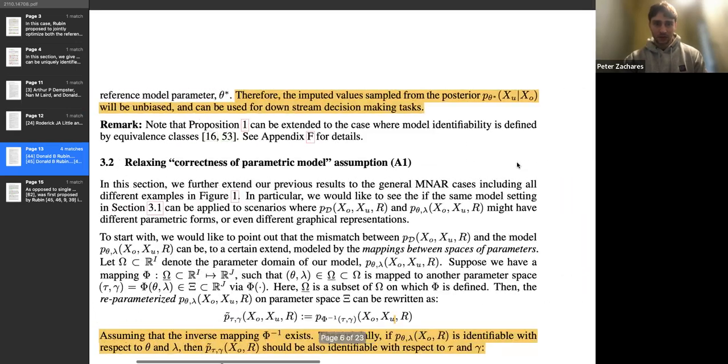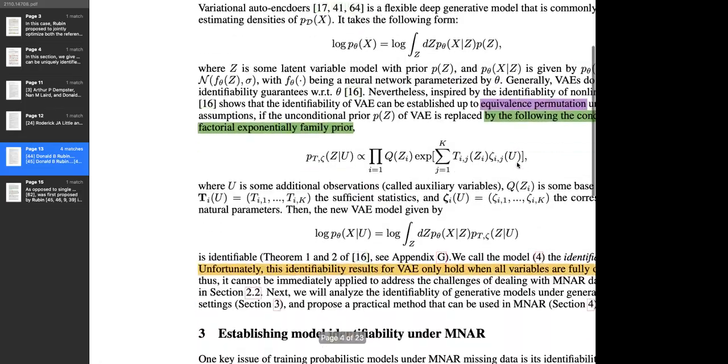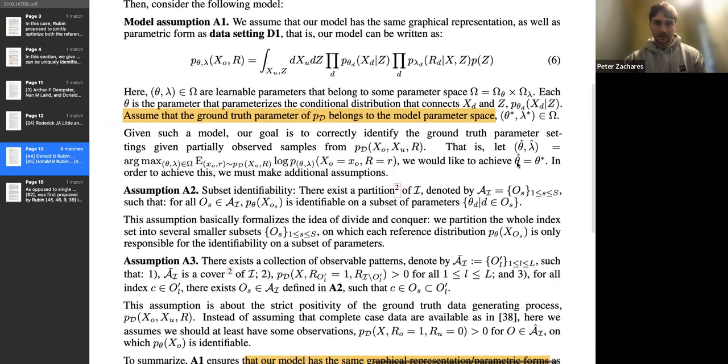Okay, we're one page above. Okay, so I'm going to close this and get rid of this search.